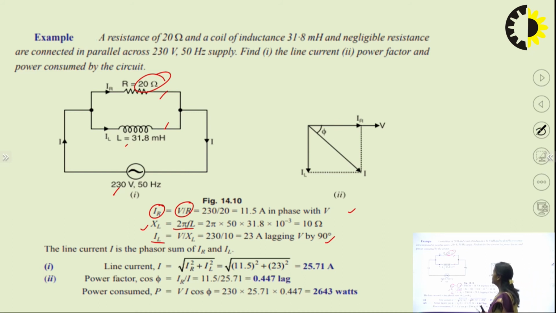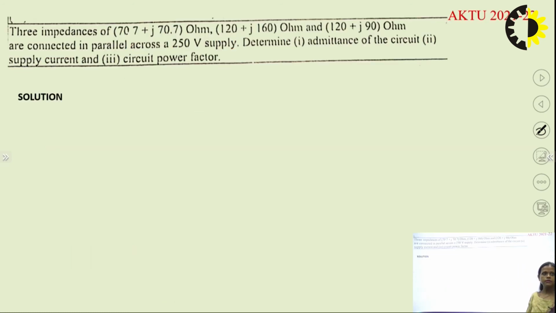The line current is basically the phasor sum of IR and IL. So here you have written under root IR square plus IL square. So you can get the value of this current. Then you can find the value of cos phi, that is IR by I, and similarly you can find the power consumed, that is VI cos phi. So this is how you can find the power consumed.